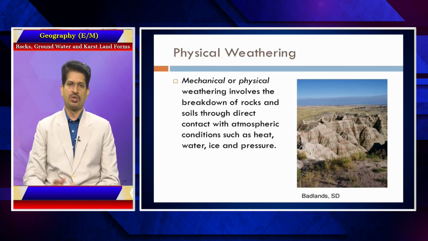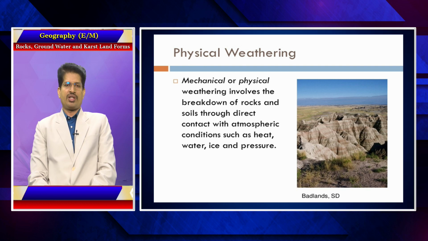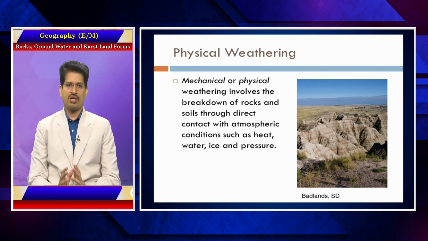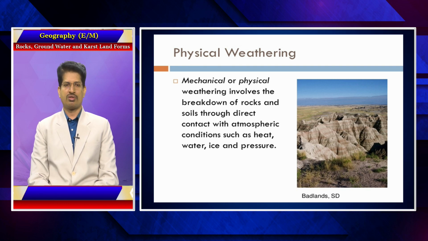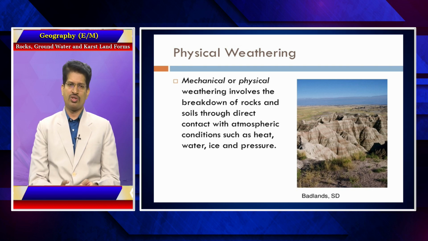So, this weathering and erosion has been classified into physical weathering and chemical weathering. Physical weathering is also known as mechanical weathering. It involves the breaking down of rocks and soil through direct contact with atmospheric conditions such as heat, water, ice, and pressure. So, physical weathering is caused by these factors: heat, water, ice, and pressure.